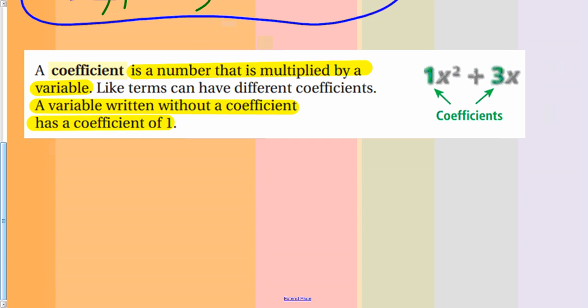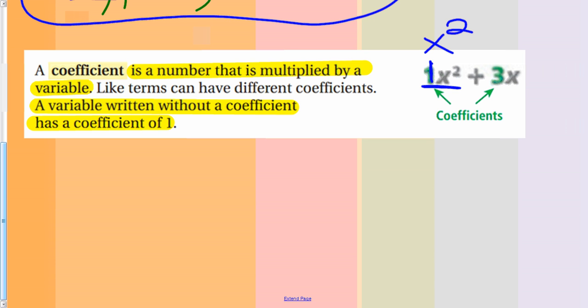Now the numbers out front of those variables are called coefficients. It's the number that multiplies a variable. And we just talked about this up on the other part of the screen, that a variable written without a coefficient has a coefficient of 1. So for instance, right here, x squared and 1x squared are the same thing. You can always, if you don't see a number, put a 1 there, because 1 times anything is the same thing, right? So that's how we can talk about that.